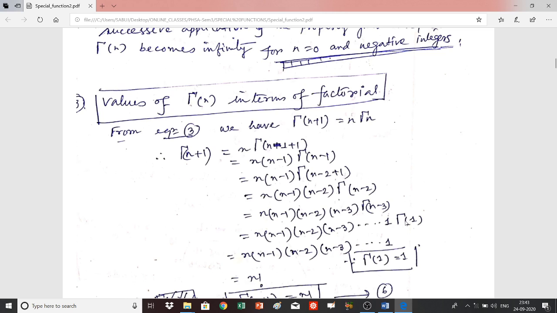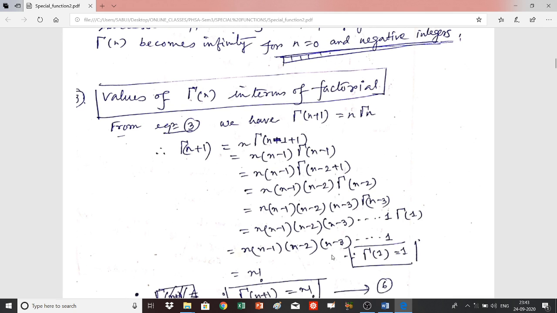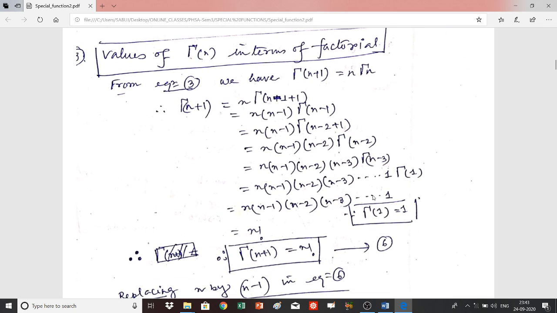Okay, 1 into gamma 1. This is the last term. And you know that gamma 1 is equal to 1. As I previously said, gamma 1 will be frequently used in our next calculations. So gamma 1 has been proved earlier. So this gamma n plus 1 finally gives you this result, that is n into (n minus 1), then (n minus 2), then (n minus 3), and in this way it extends up to 1.